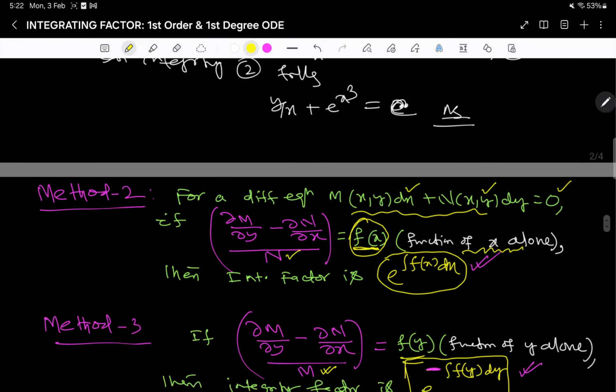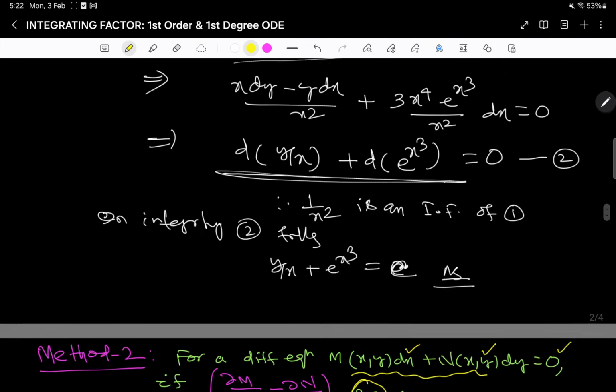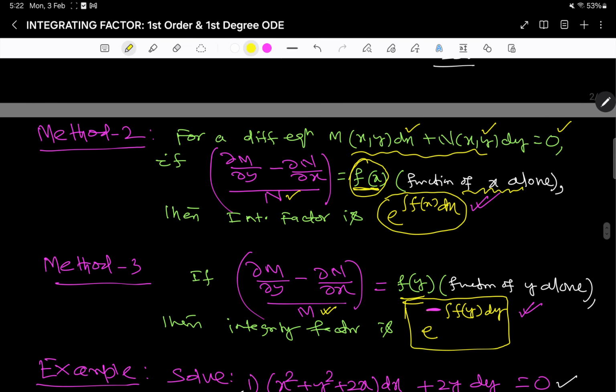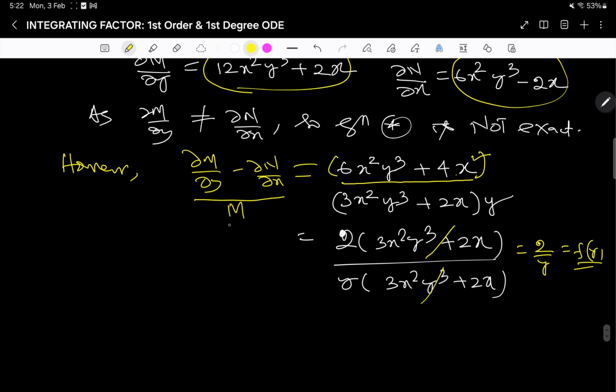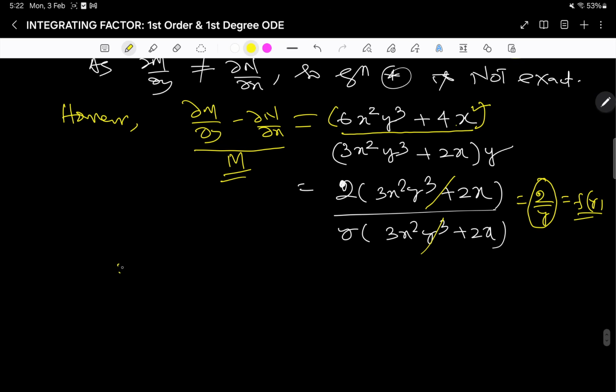So the principle says, in method 2, if you divide by M, you should ensure that it is a function of y. If you divide by N, it should be a function of x. Now we are dividing by M, so it is a function of y, right? So what is the integrating factor? Therefore the integrating factor is equal to e to the power minus integral of f(y) dy. You see there is a negative sign here, but in the previous case there is no negative sign. It is e to the power minus integral of 2 by y dy.